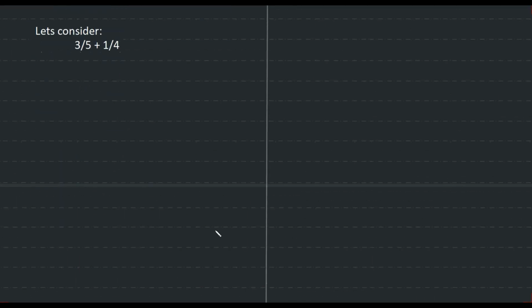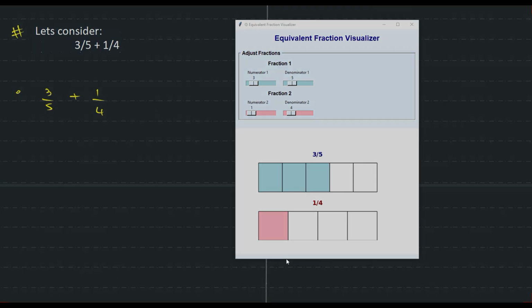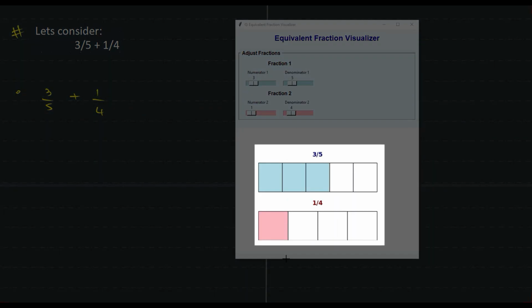Now, let's look at an example, 3 by 5 and 1 by 4. Let's look at how it actually looks. We have 3 by 5, so I need 5 over here, and 1, 2, 3 over here. And then we have 4 over here, 1. So this is our 3 by 5 and 1 by 4. Let's copy this.